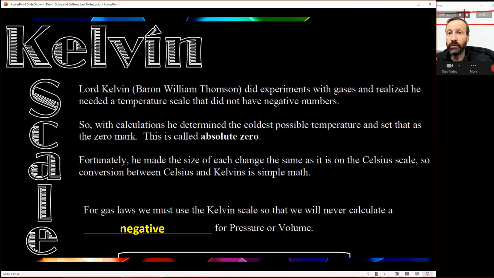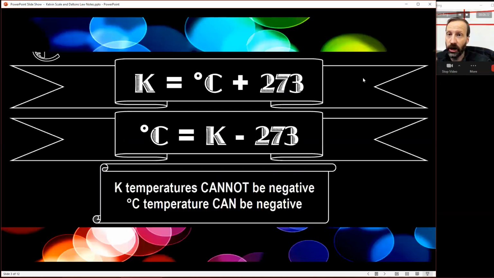So for gases, we're always going to use kelvins. Because we're going to be in lab, you need to be able to measure with a thermometer in Celsius and turn it into Kelvin. So how do we do that? Well, we did practice this before you left for break. To have the Kelvin, you're going to take the Celsius and you're going to add 273.